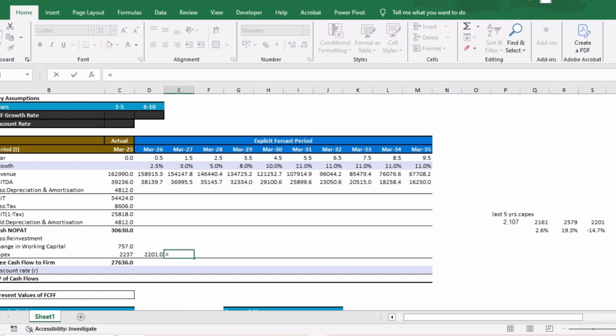Suppose that we will take a growth of around 5%. Okay, you can take any figure. You can take 4%. Let's take the 4%. Okay, so this 1 plus 0.04, and drag it.